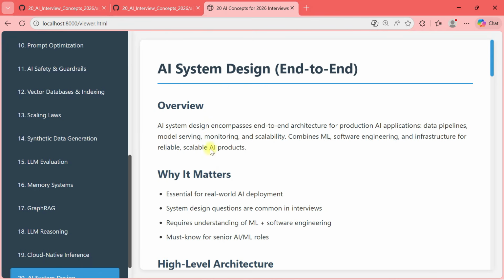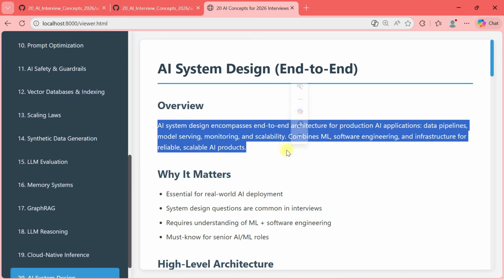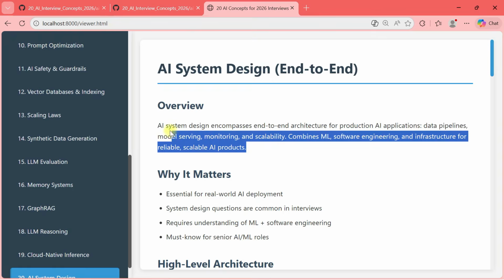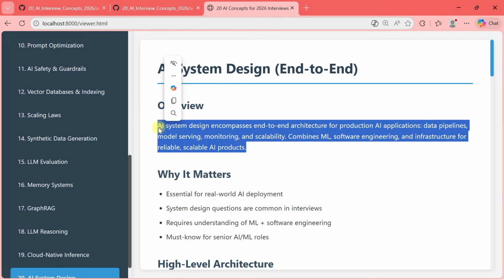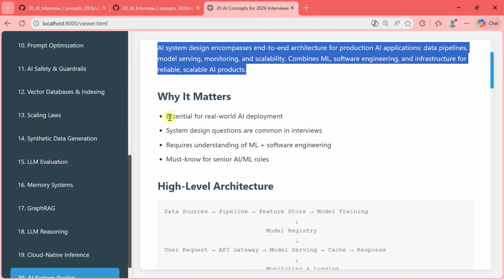AI system design encompasses end-to-end architecture for production AI applications: data pipeline, serving, monitoring, scalability, combining ML, software engineering and infrastructure for reliable, scalable AI products. So if you are going to build reliable and scalable AI products, then you need to keep in mind all these things. Okay. Why it matters?